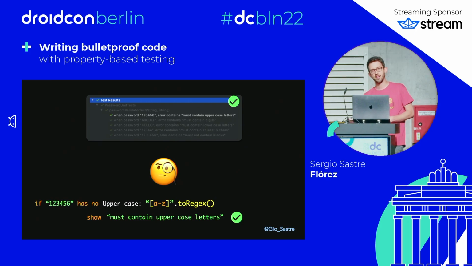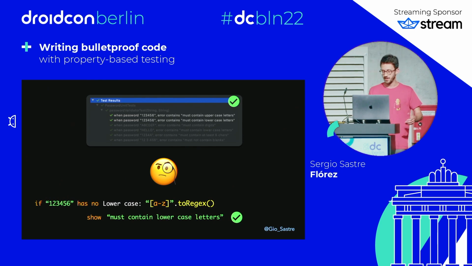And since the uppercase validation is actually validating lowercase, we could add the same sample, so 1, 2, 3, 4, 5, 6, for lowercase validation. And the test should be green. So we do it, and of course, the test is green, so it makes sense.